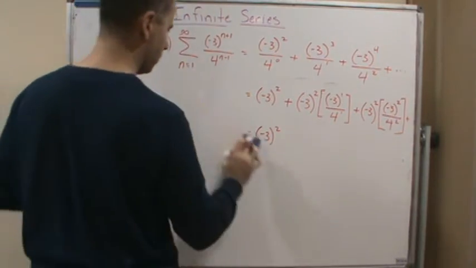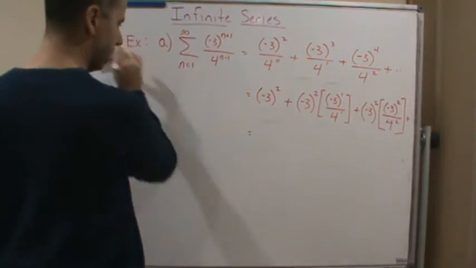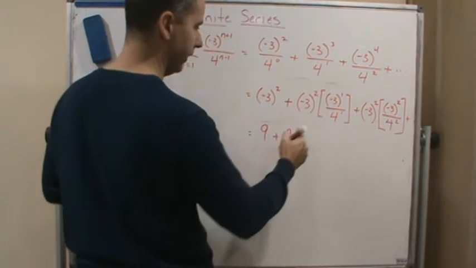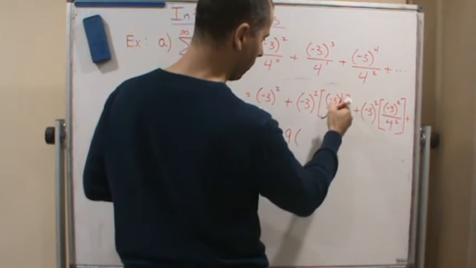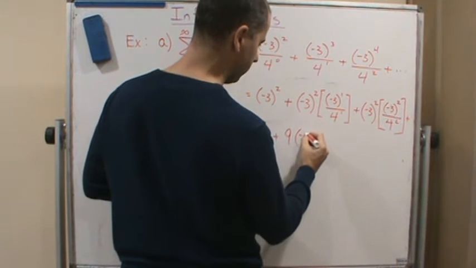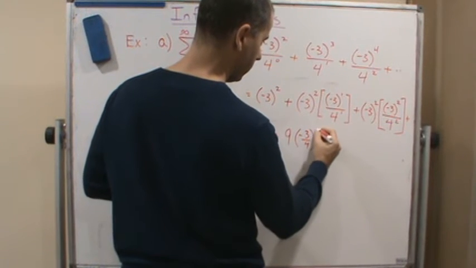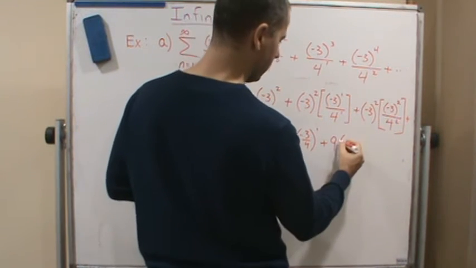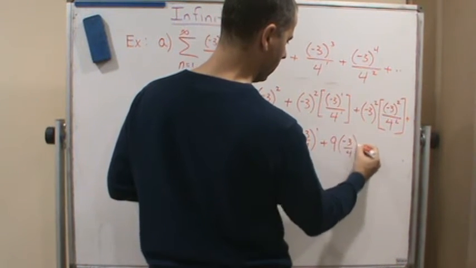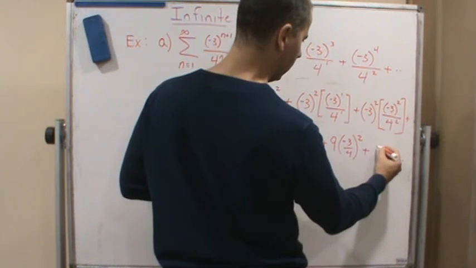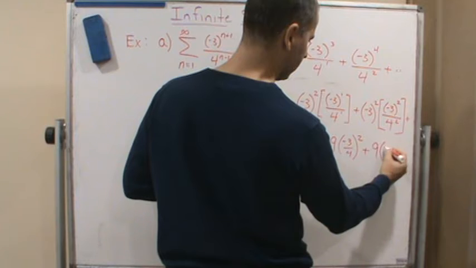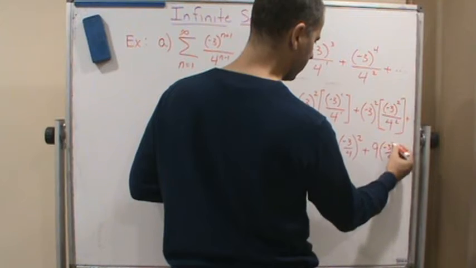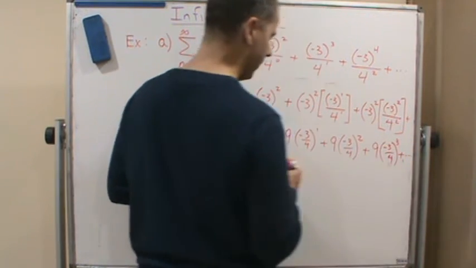So then if I rewrite this one more time, let's just do negative 3 squared, which is 9, right? So this is going to be 9 plus 9 times this whole thing raised to the first power. So it's going to be negative 3/4 to the first power plus 9 times negative 3/4 to the second power plus 9 times negative 3/4 to the third power, and so on.